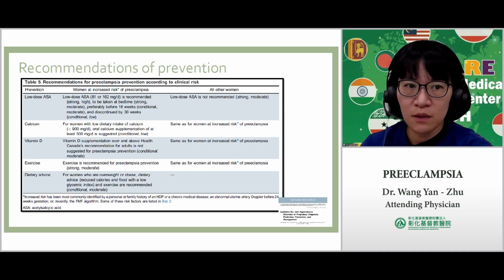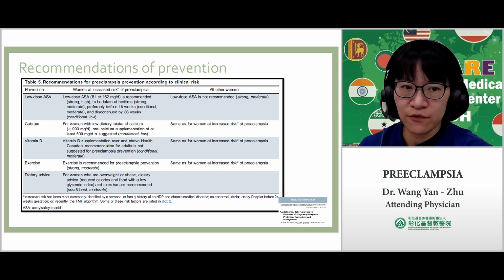Okay, and aside from the low dose aspirin, you can also suggest your patient to have more calcium intake. It's very important. The recommendations we will suggest are the aspirin, the calcium, the vitamin D, and also doing exercise. And for dietary advice, of course, the healthy way: low salt, low calories, all those healthy foods, we should suggest them.